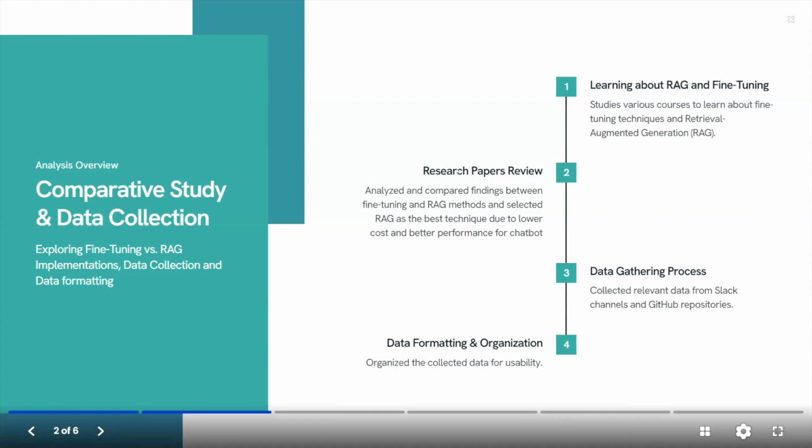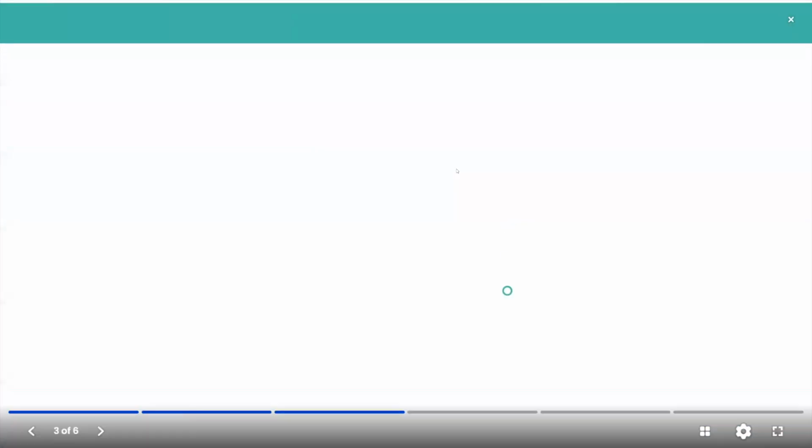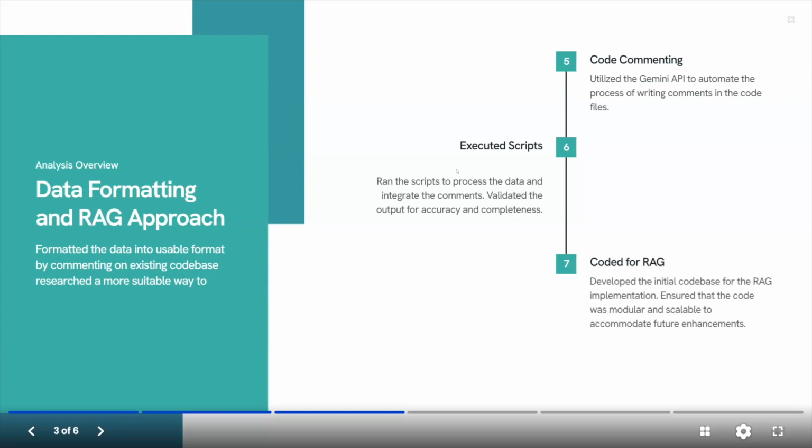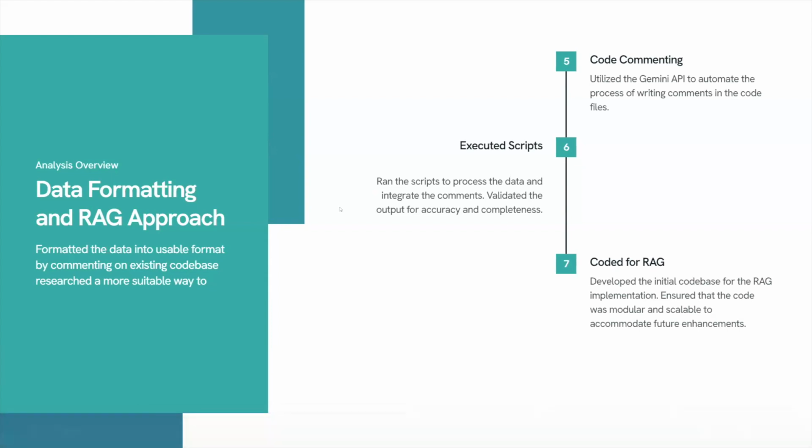So for that, I gathered the data from the Slack channels and the GitHub repositories, and then I formatted the data in such a way that the chatbot will be able to understand it. For the data formatting part, I used the Gemini API to write comments in the code because most of the data currently being used is code files. So we needed to write comments in the code so that the LLM is able to understand it properly and the output generated is more accurate. For that, I developed a script to write the comments in all the code files.